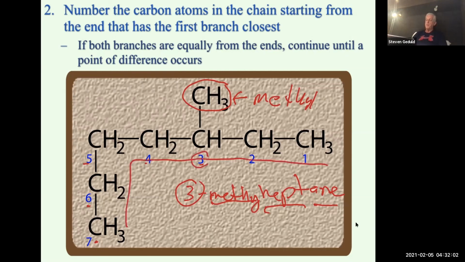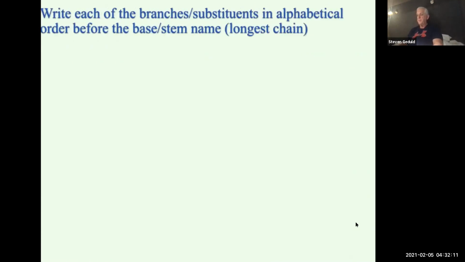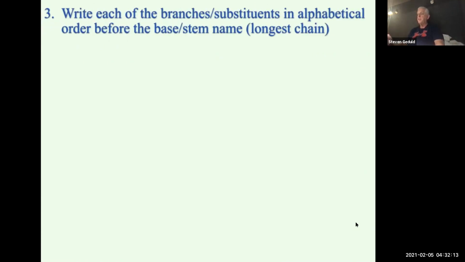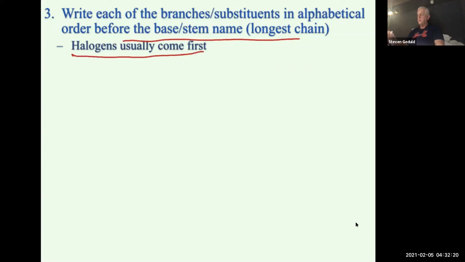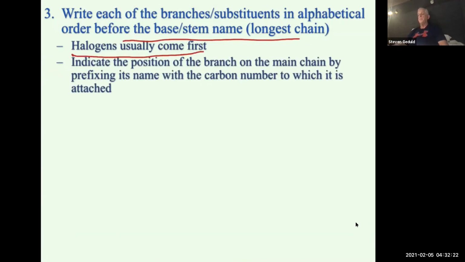At the number 3 carbon, there's a methyl group. It would be in alphabetical order if we had more than one, or it'd be a halogen if one of the halogens was there and it came first. Okay. So write each of the branches in alphabetical order before the base name, just like we did. Halogens will usually come first when you name halogens, then everything else is in alphabetical order. You indicate the position of the branch on the main chain by giving its name and the carbon number to which it's attached. That was our 3-methyl group. It was attached to the 3rd carbon.